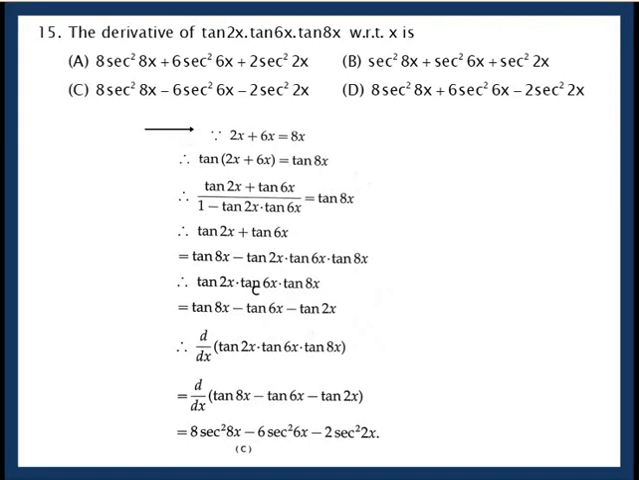As I have expressed the product as a sum or difference, differentiation becomes easy. What is the derivative of tan 8x? Sec square 8x into the derivative of 8x, which is 8. This has derivative sec square 6x into 6, sec square 2x into 2. So the correct option is C, Calcutta.